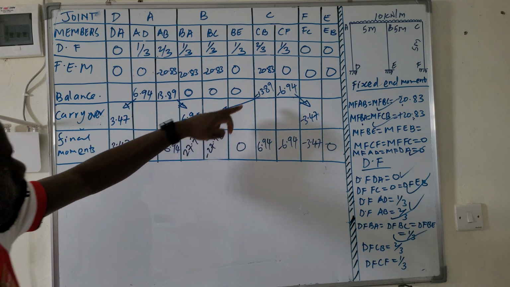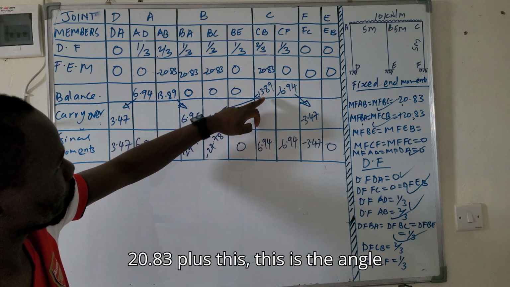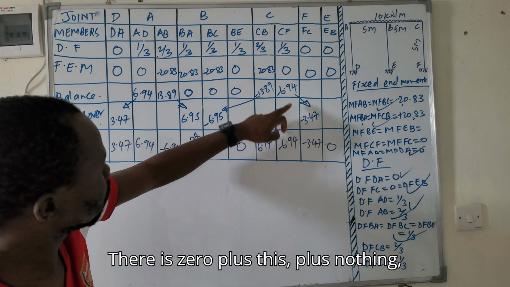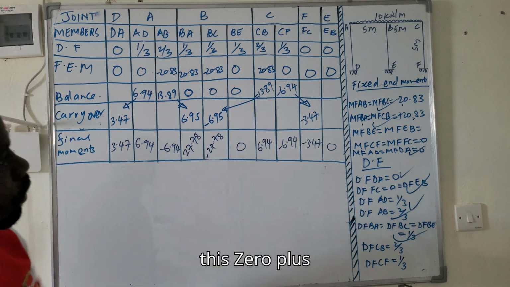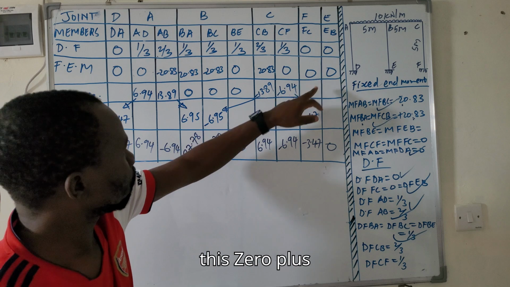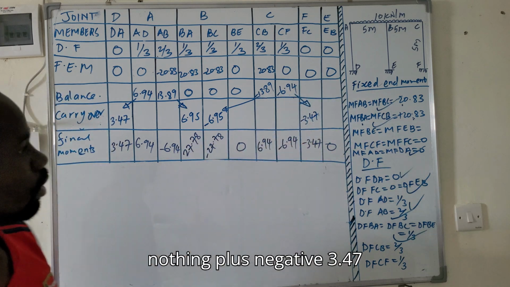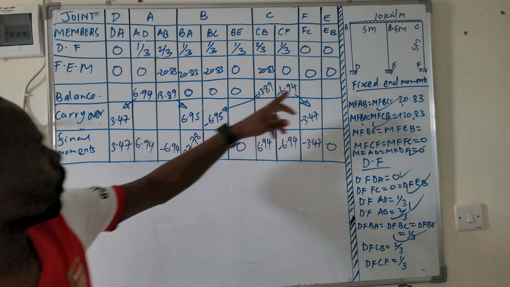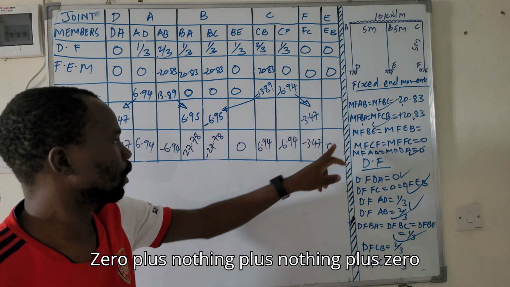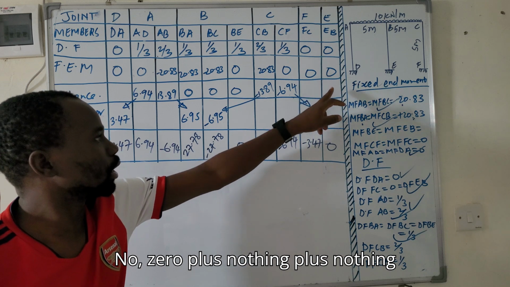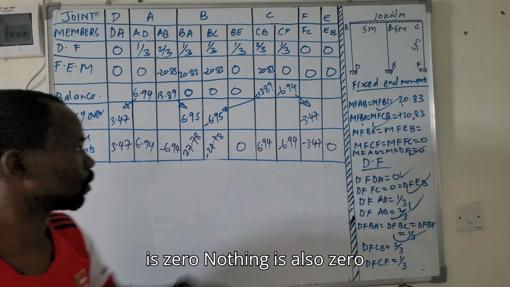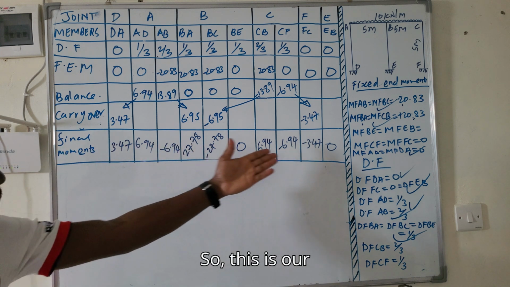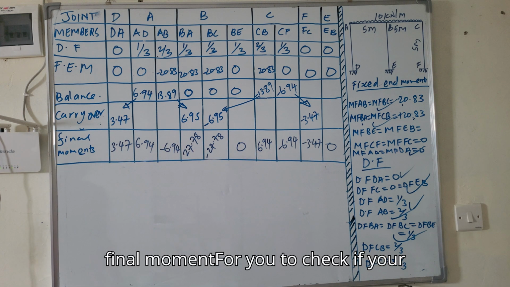This is 0. 20.83 plus this is the answer. 0 plus this plus nothing, this. 0 plus nothing plus negative 3.47, negative 3.47. 0 plus nothing plus nothing, 0. Nothing is also 0. So this is our final moment.